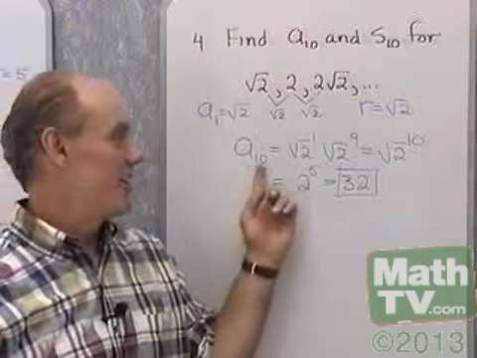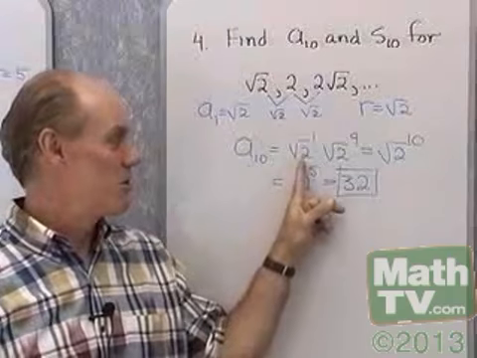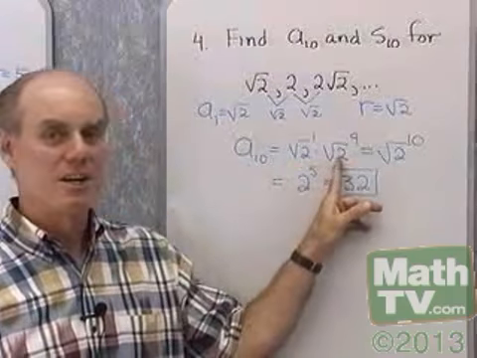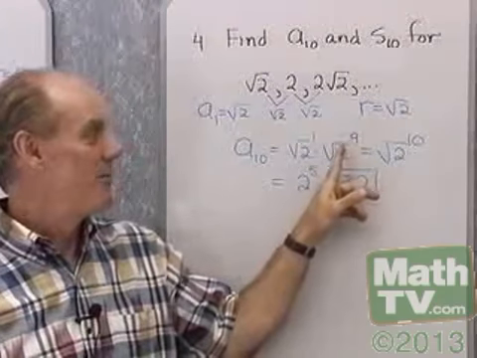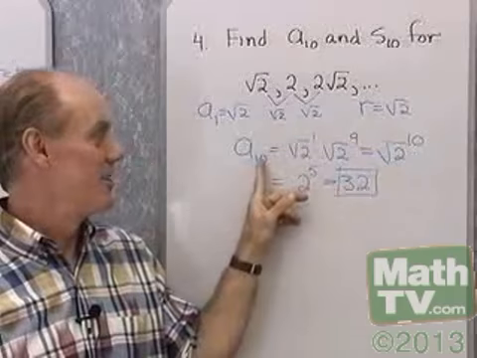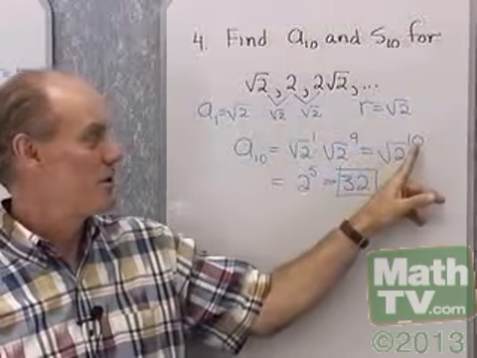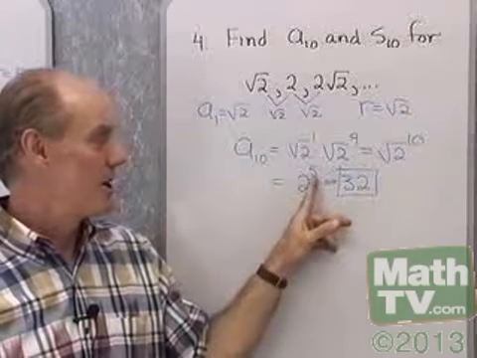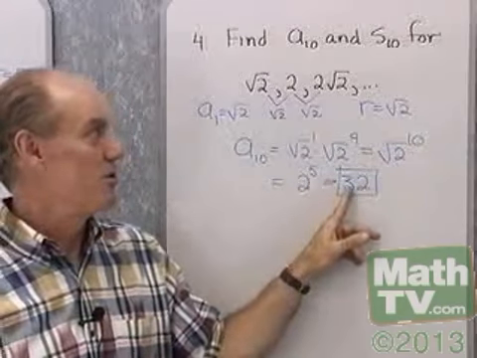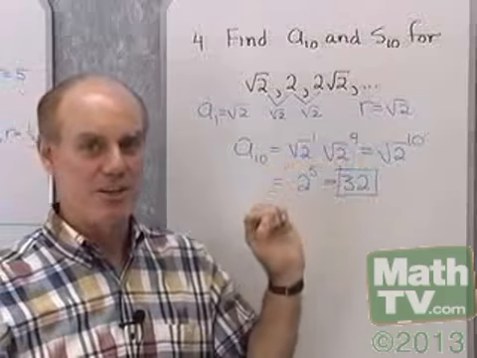So if I want to find the 10th term of this progression, it's the first term, square root 2, times the common ratio of square root 2 to the 9th power. That's a power 1 less than the term number, and so then I have square root 2 to the 10th power. Square root 2 is 2 to the 1/2 to the 10th. Multiply exponents, and I get 2 to the 5th. That's 32.